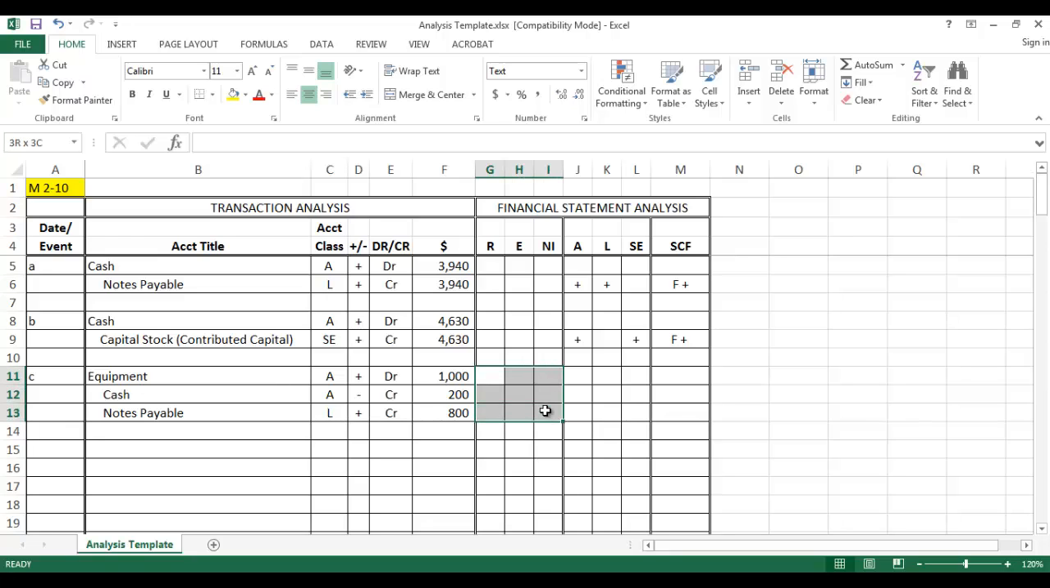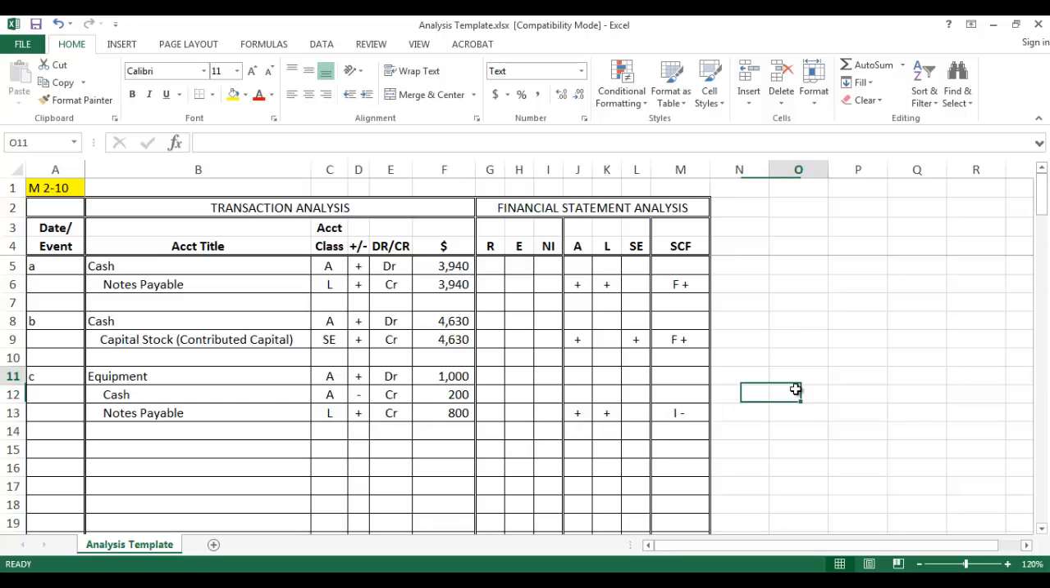Still nothing happening on the income statement here. My assets have increased by $1,000 and decreased by $200. So on a net basis, they've increased, as has my liability total. From a statement of cash flows perspective, I do have $200 in cash going out in the purchase of fixed assets, which we consider an investing activity. So I'll mark that as an investing outflow.